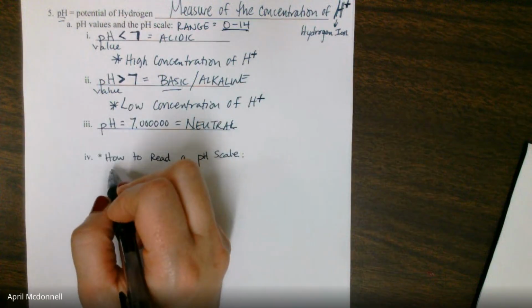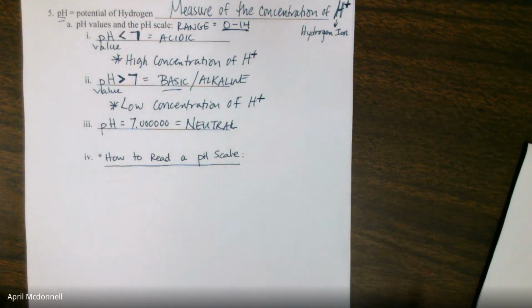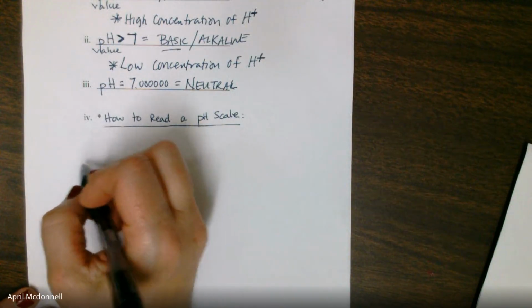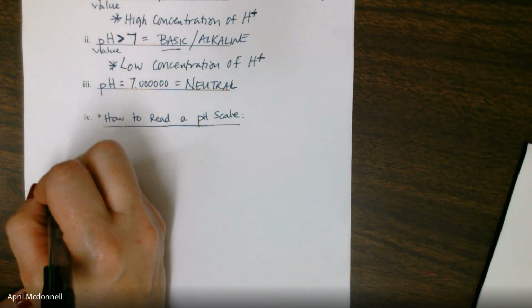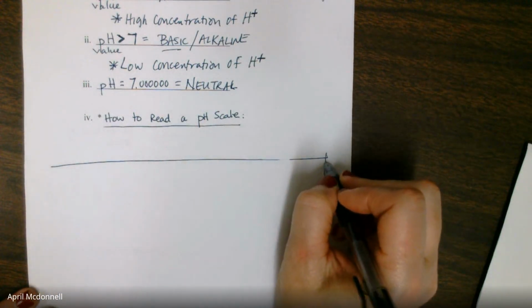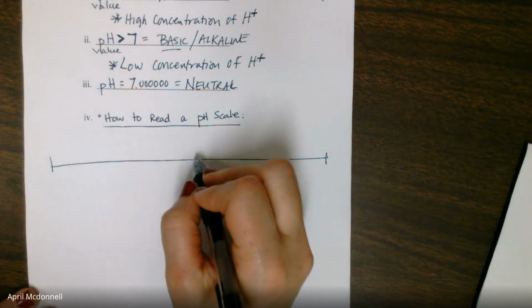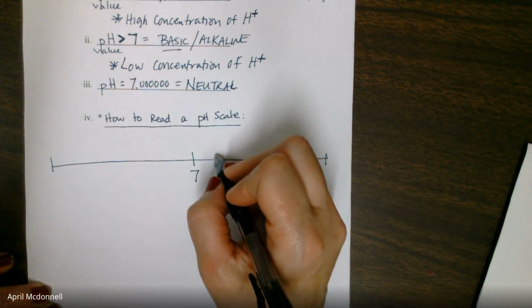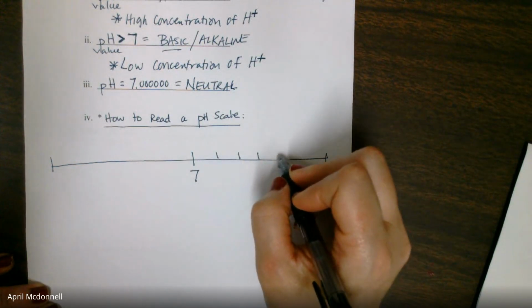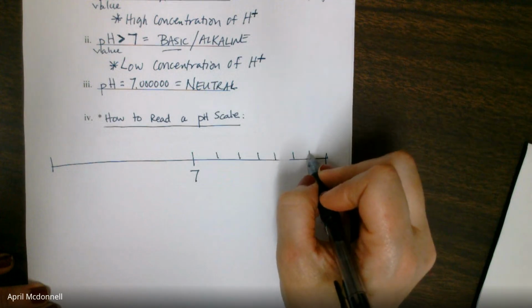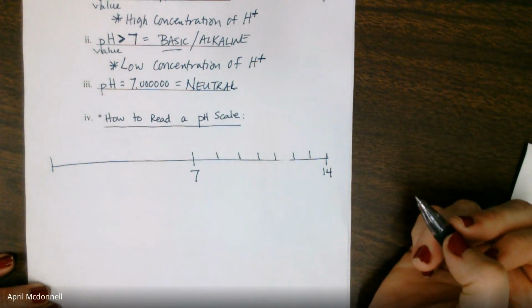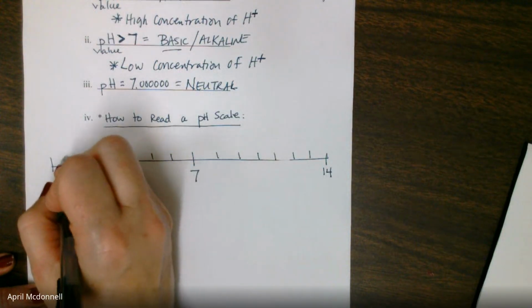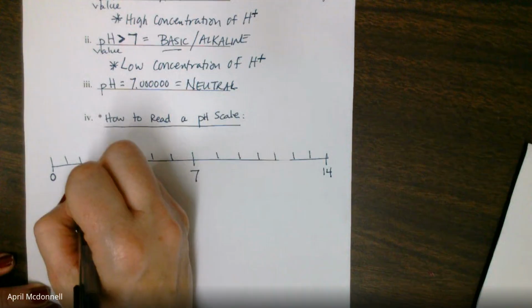Okay, our next topic is how do we read a pH scale? In order to do that, I'm going to draw a pH scale across my sheet of paper. And in the middle of the pH scale, I'm going to put 7 because 7 is neutral. Then 8, 9, 10, 11, 12, 13, and this will be 14. Then 6, 5, 4, 3, 2, 1, and then this will be 0 right here.